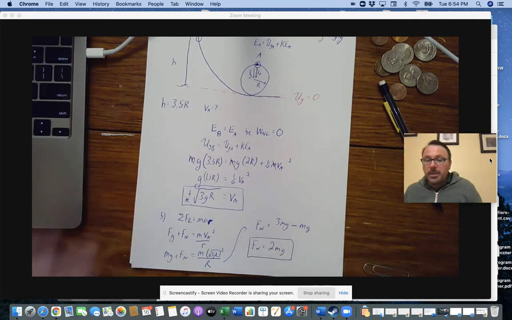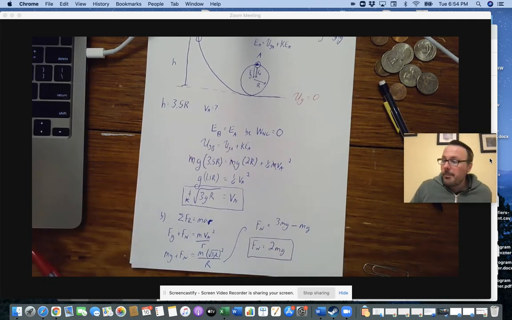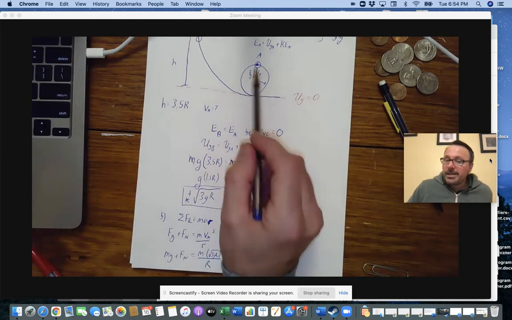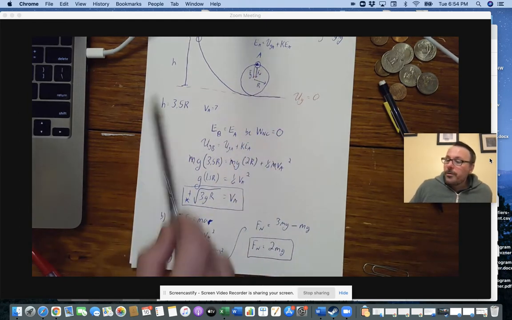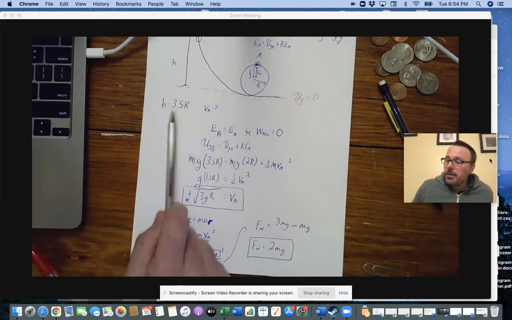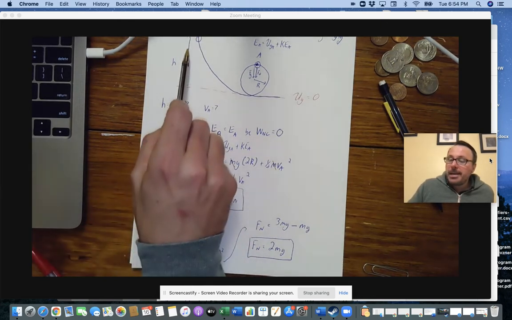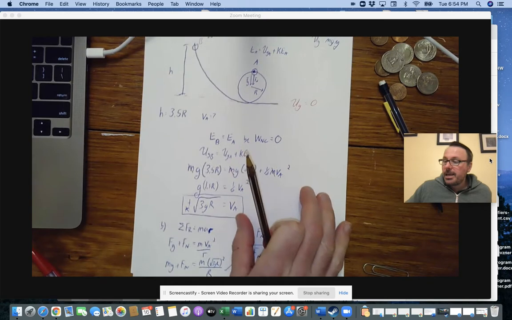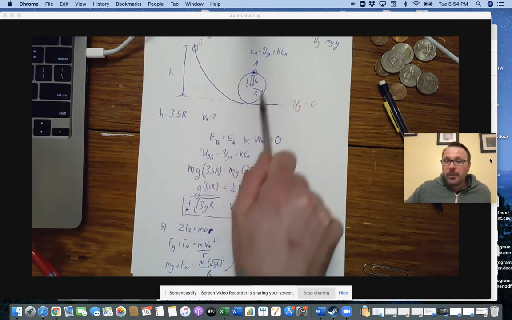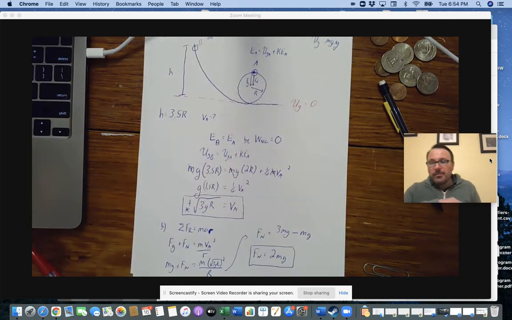So there we go. Now, an extension from this problem might be, if that's true when h is 3.5 R, you might ask, well, what is the minimum height that this has to be such that this bead makes it around the circle? So stop the video for a minute, ask yourself that question, and we'll come back to it.